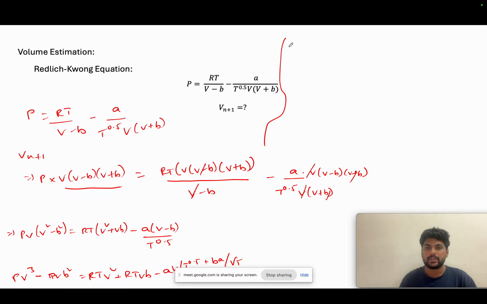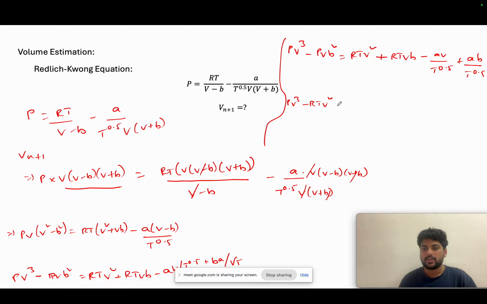Now if I make this equation, V square plus RTVB minus AV to the power T to the power 0.5 plus AV to the power T to the 0.5. Now I will bring all the terms to one side. Then this equation will be in the form of a cubic equation. Just try to understand that we are making the equation in the form of a cubic, so that it will be easy for us.